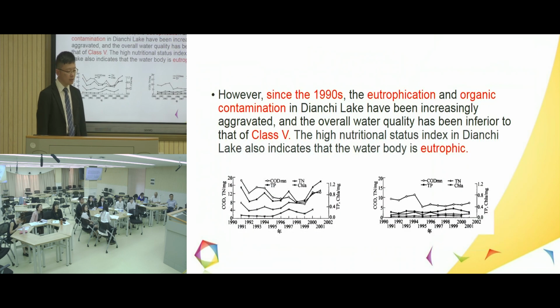However, since the 1990s, the eutrophication and the organic contamination in Dianchi Lake have been increasingly aggravated, and the overall water quality has been inferior to that of Class V. The high nitrogen status index in Dianchi Lake also indicates that the water body is eutrophic.